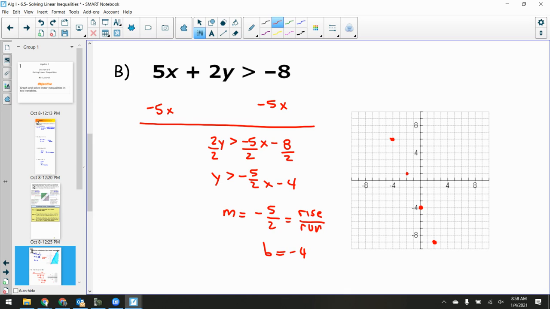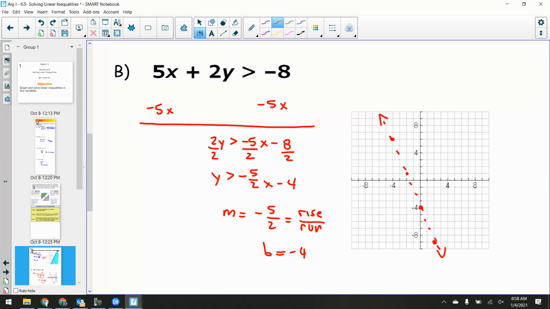Should I make this a dotted or solid line? Dotted. This is a dotted line because there is no or equal to. Please be clear, people. I do not want to have to guess at whether your line is dotted or not.